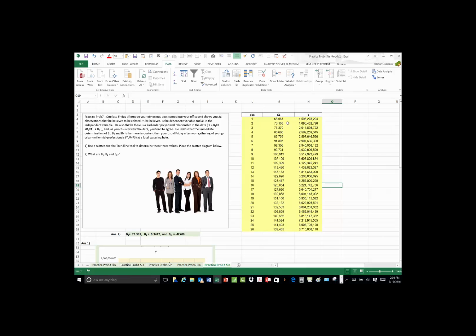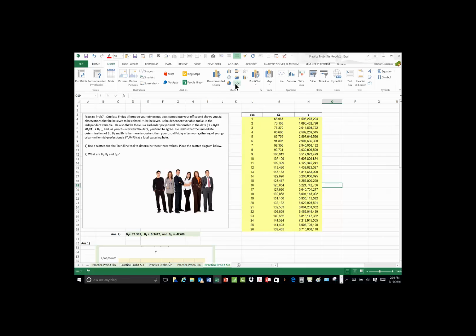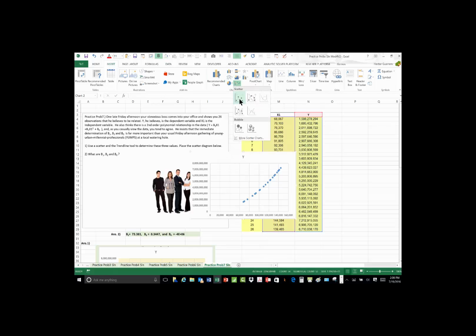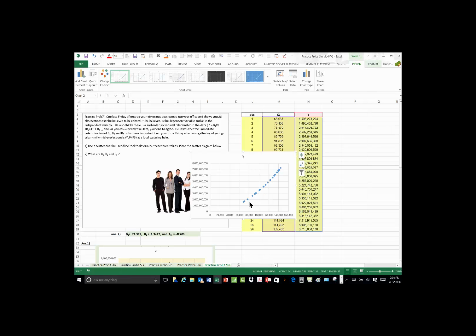So let's get our data. Here's our data. We want to do a scatter diagram of this data, as we usually do when we do an analysis for fitting data. So let's go to insert. By the way, I'm going to grab the data first. Go to insert. And then here's the data that we see. Here's our graph, and you can see this is pretty well-behaved data. It's right along that kind of path there.